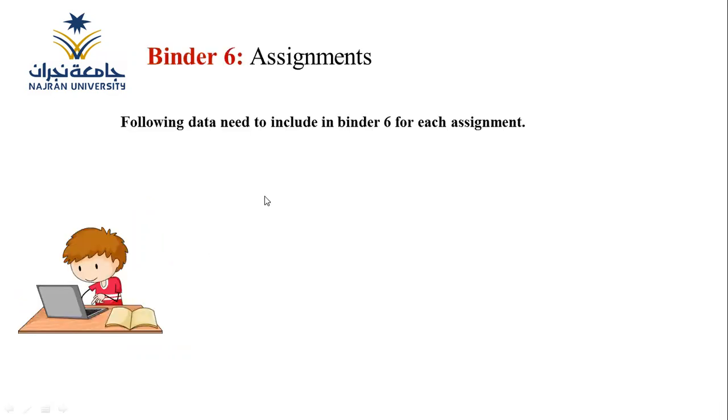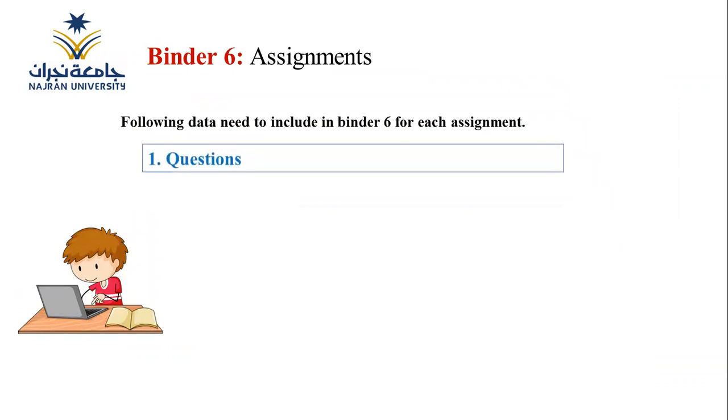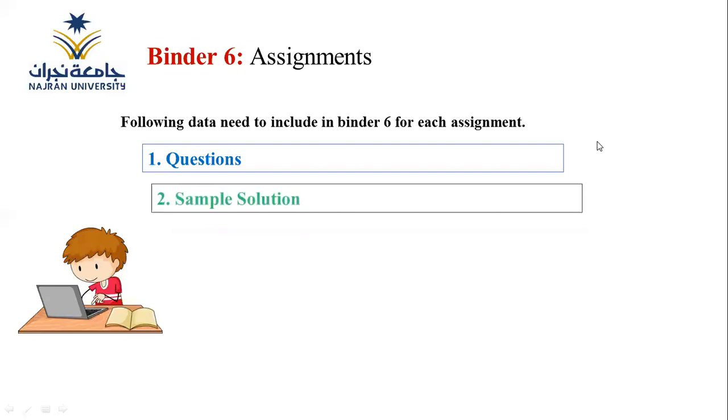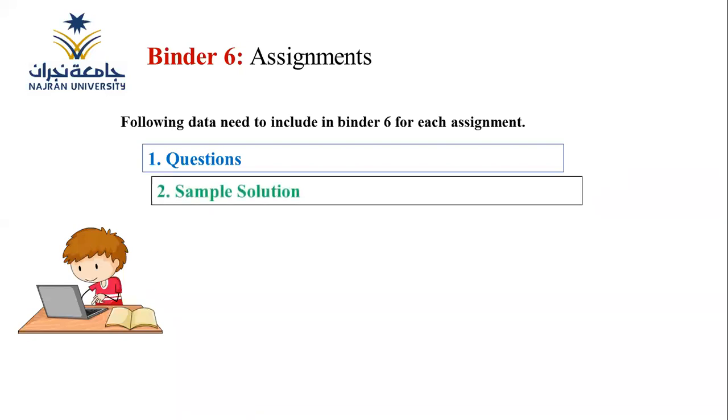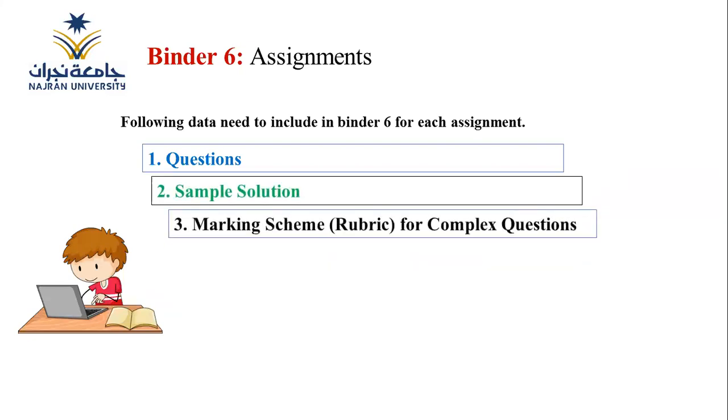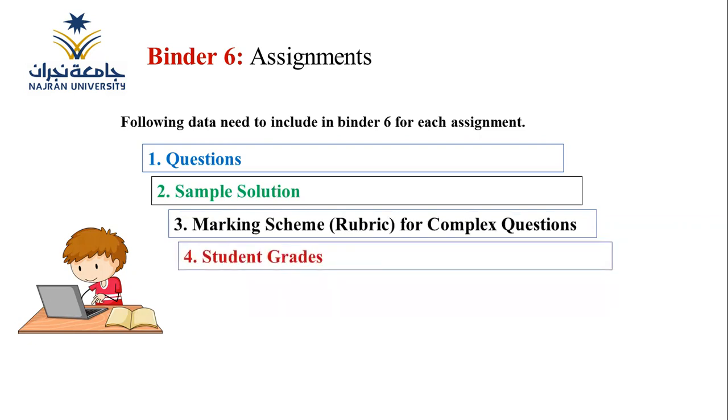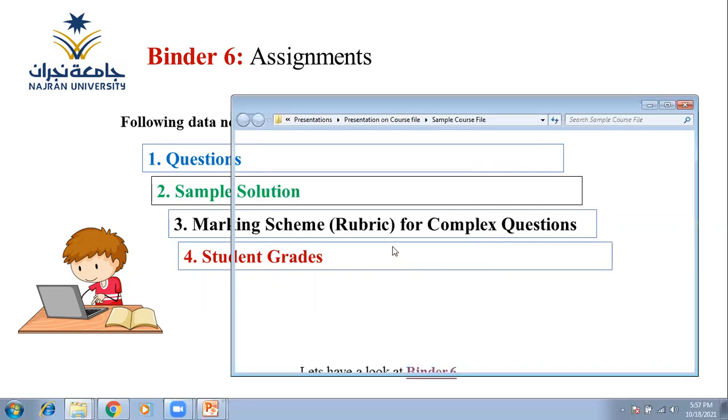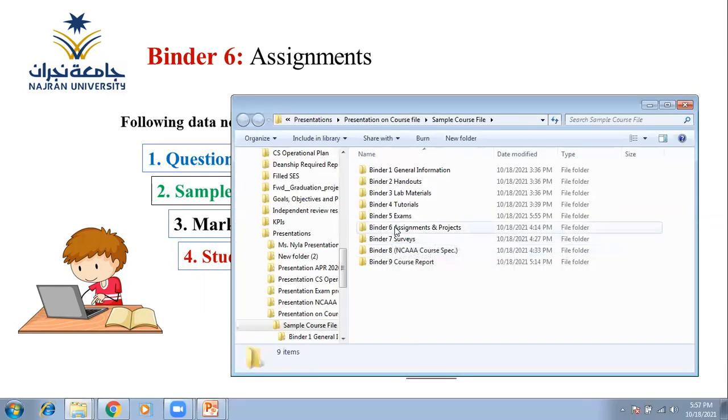In the assignment binder, you need to include the following data: the questions that you have prepared for the assignment, the sample solution, the marking scheme for the complex question, and the student grades. These are the 4 main things we need to add in this binder. So let's see the example from the course file.